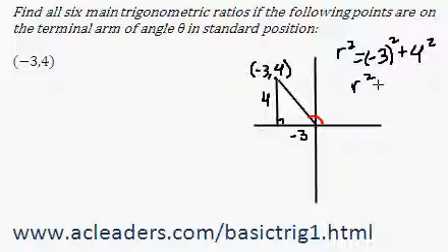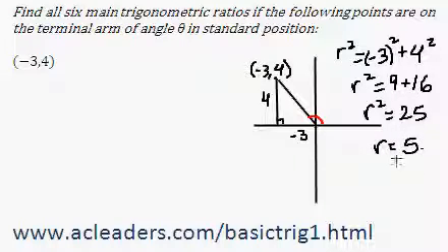r squared is 9 plus 16. I was sort of jumping the gun now. r squared is going to be equal to 25. So r is equal to 5. Do I need to put a plus or minus here? Plus or minus root 25, which is plus or minus 5? No, because the hypotenuse is going to be a positive value of 5 in this case.